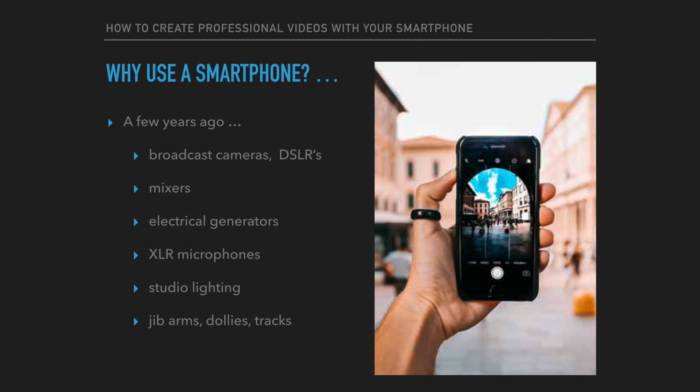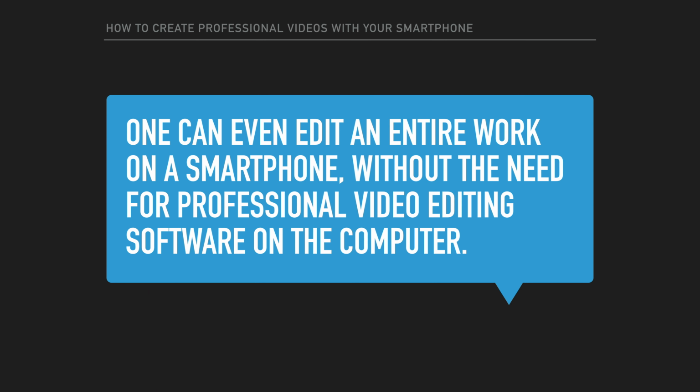Nowadays, someone with a 4K smartphone, a $100 smartphone gimbal, and a small battery-powered LED light can make outstanding video works. Expensive equipment is no longer required to produce high-quality footage that is at the level required for many different kinds of businesses. In addition, the production software has become more user-friendly and intuitive. One can even edit an entire work on a smartphone without the need for advanced and professional video editing software on the computer. Overall, the production of professional-looking videos is quite simple these days.